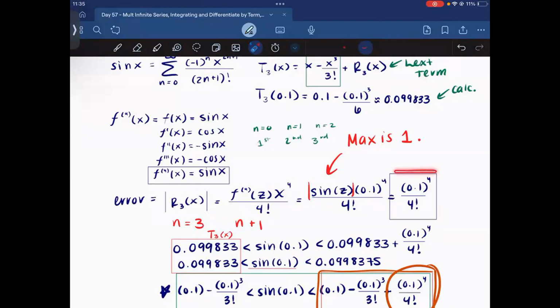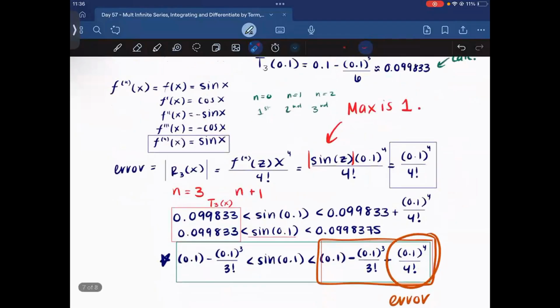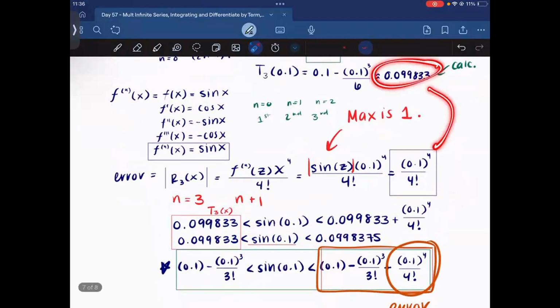You would not have to simplify this any further if this was a non-calculator section. Usually on the FRQ, it would be no calculator, so this would be your correct answer. If it was a calculator active question like this one is, what you would do is add this number and this number to get our maximum value. So this is right here, your maximum error, right? That's the highest it can go. That's just your next term.